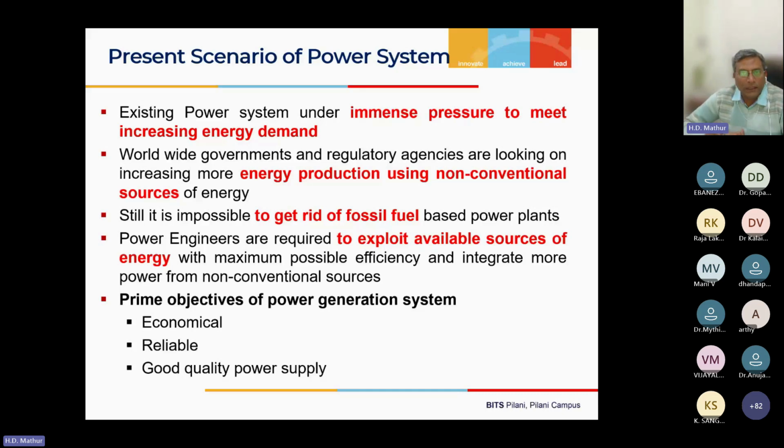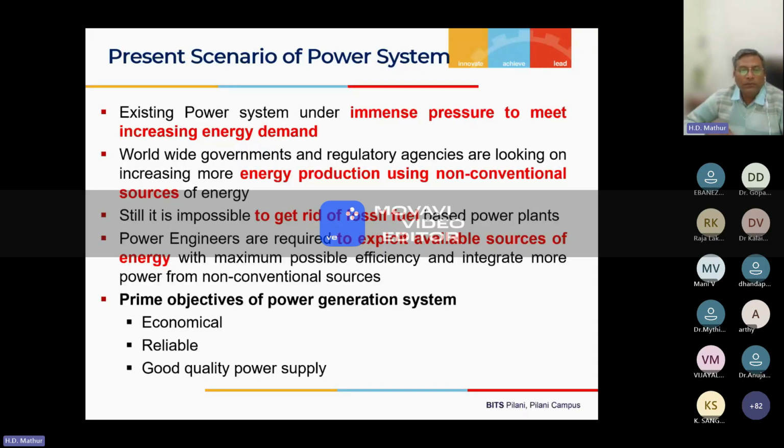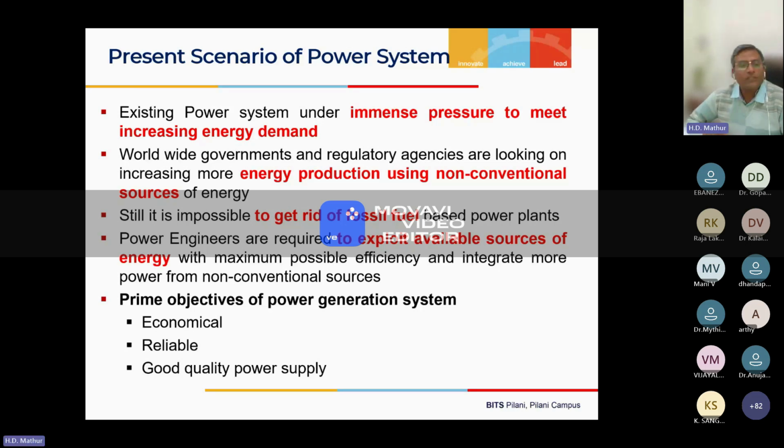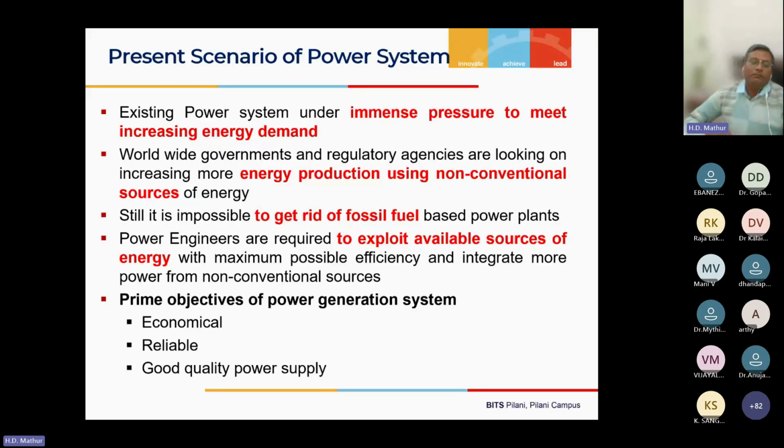It has to be economical power generation, reliable power generation, and good quality power. These are the three things we try to maintain using power generation from conventional sources of energy. But these three are really difficult to meet when we talk about power from non-conventional sources of energy. It is not that economical. You have very expensive solar panels, very expensive windmills, and any other technology you have seen so far is really not very economical compared with conventional sources.